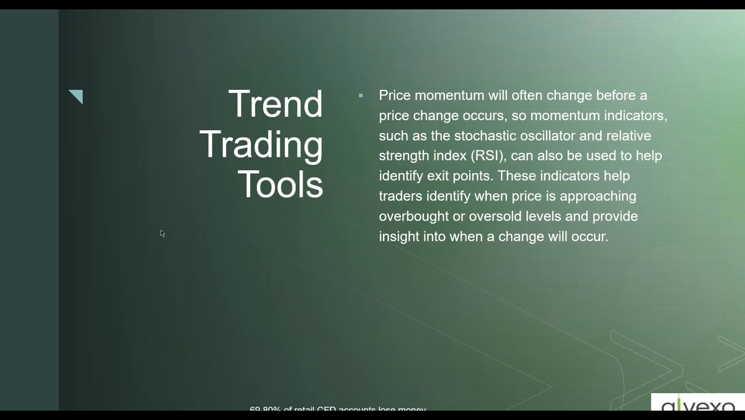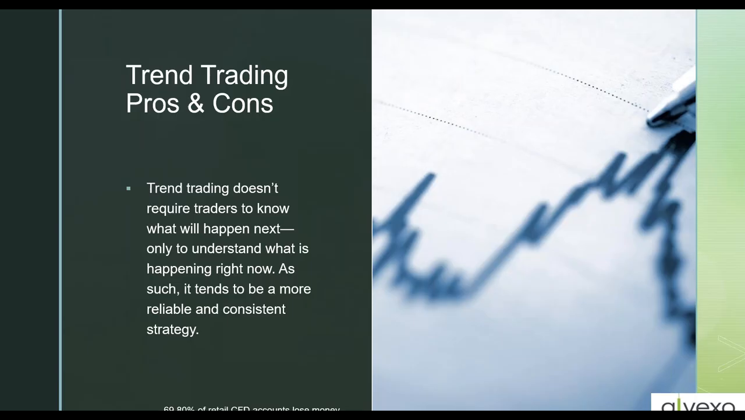So remember, in trend trading tools, we use price momentum will often change before a price change occurs. So momentum indicators such as stochastics or RSI can also help identify exit points. These indicators help traders identify when price is approaching overbought or oversold levels. Trend trading doesn't require traders to know what will happen next, only to understand what is happening now. As such, it tends to be a more reliable and consistent strategy.